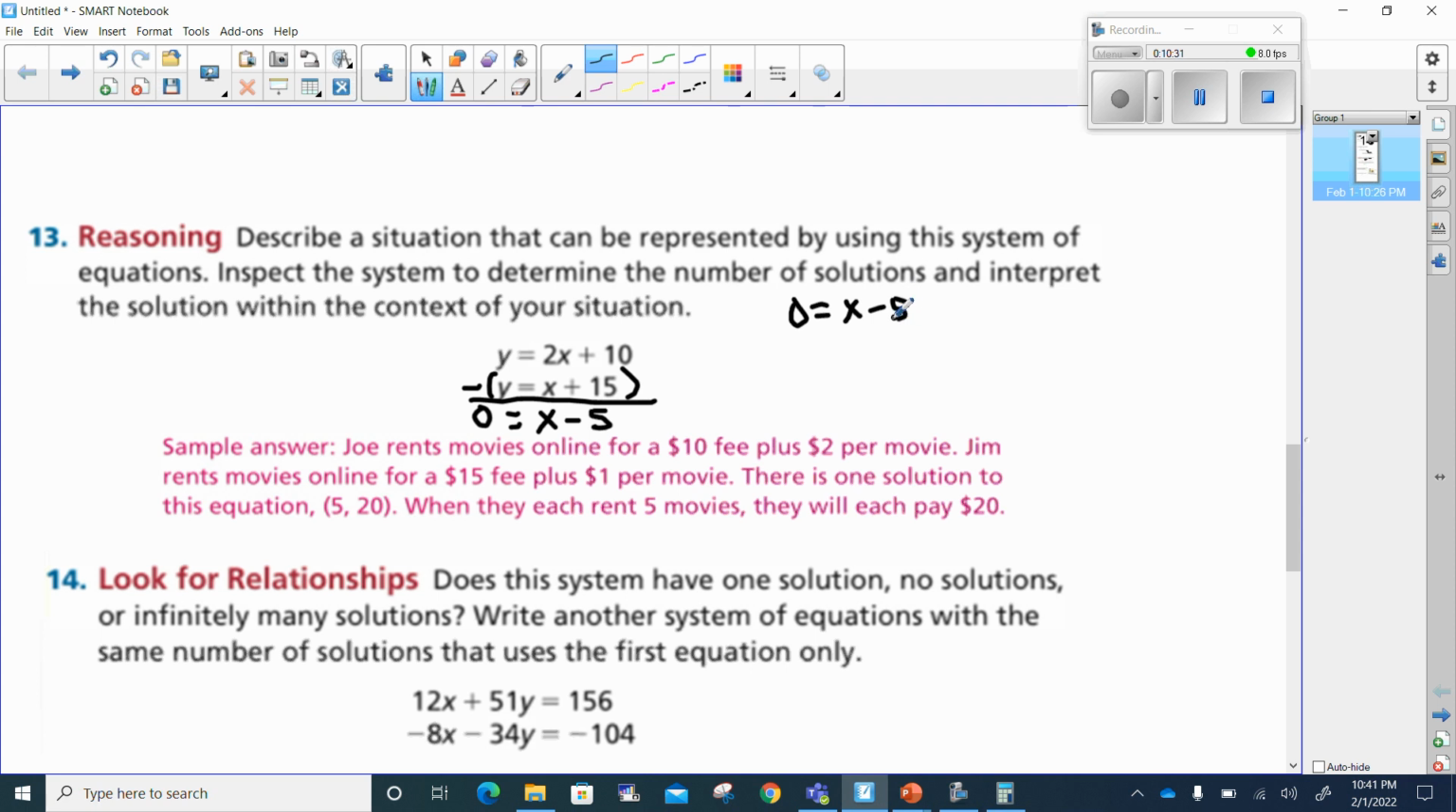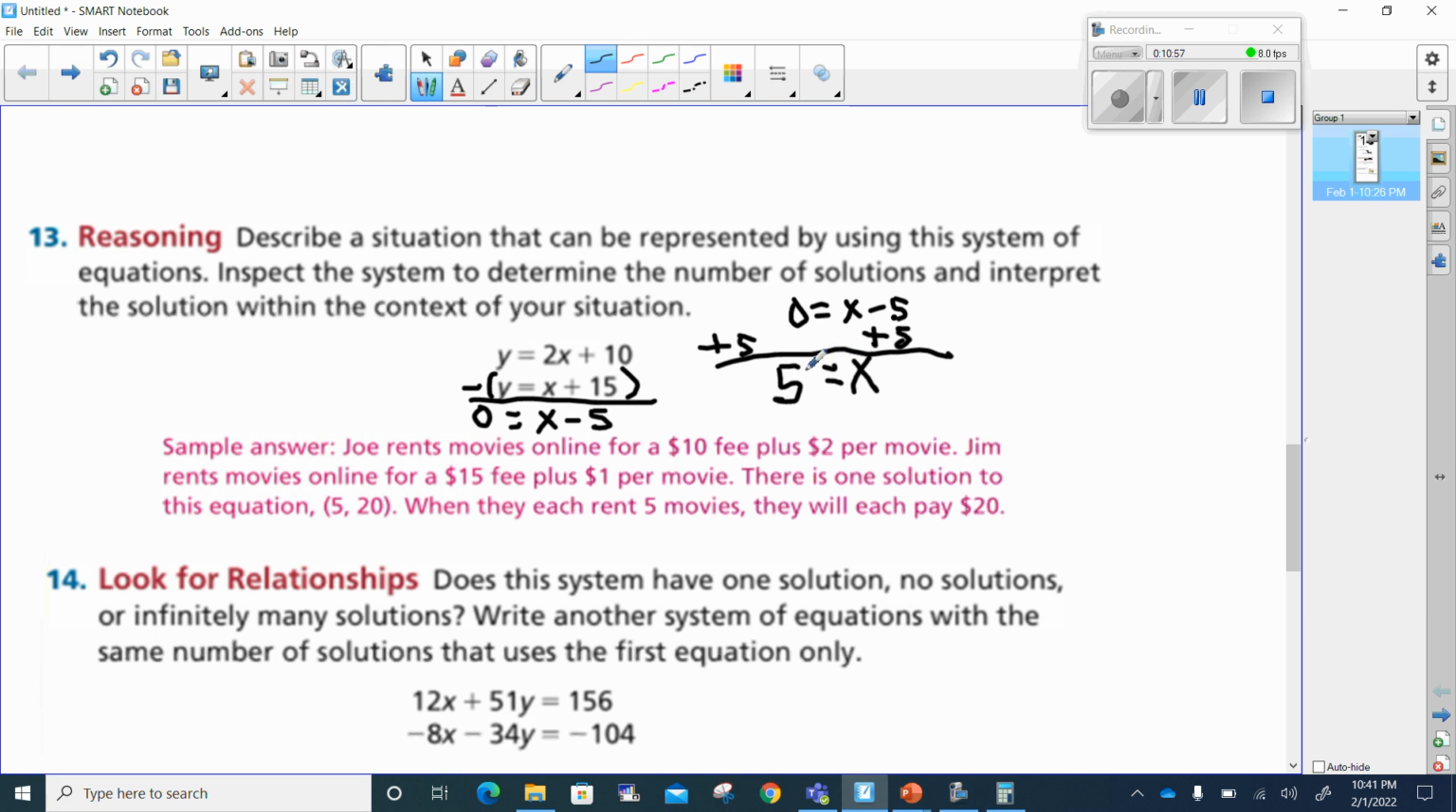And that means I need to get all the numbers to the opposite side. The only way to get rid of a negative 5 is a positive 5. Whatever I add to one side, I add to the other side. x comes down by itself, and we see that x is going to equal 5. Now we know x is 5.